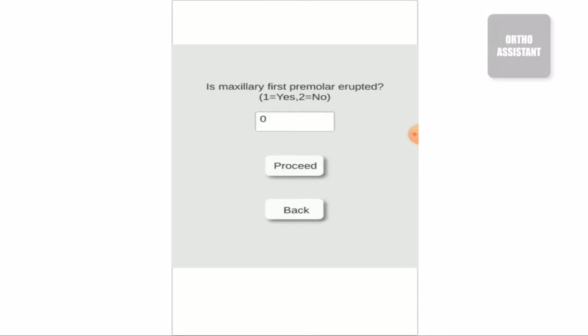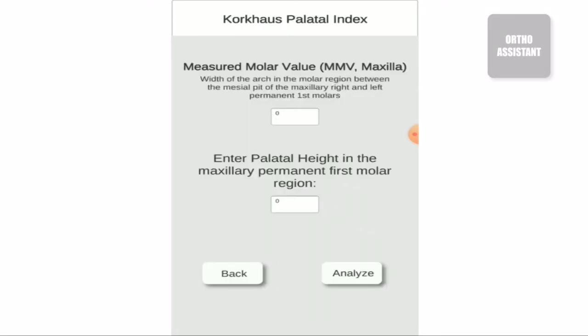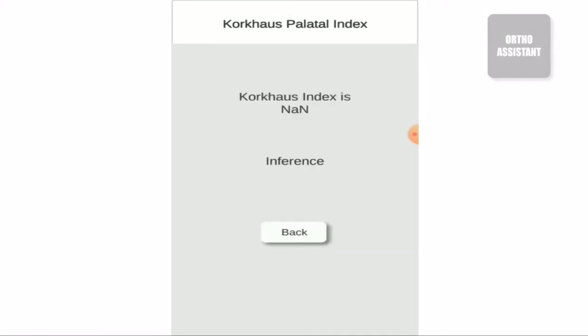Back. Now go to the Korkhaus analysis. You have to enter the arch width in the molar region. Palatal height you have to enter. Analyze. It will give us the percentage of the Korkhaus index and the inference also.